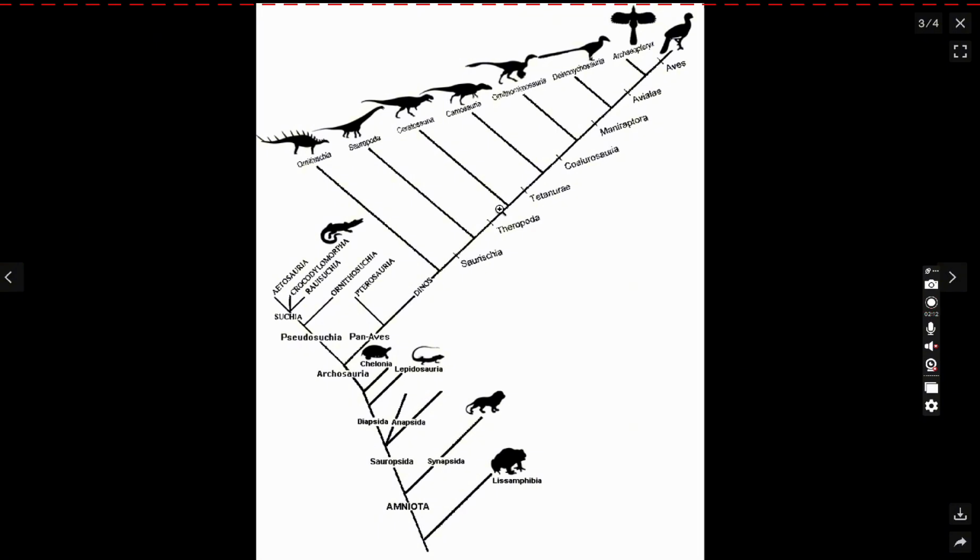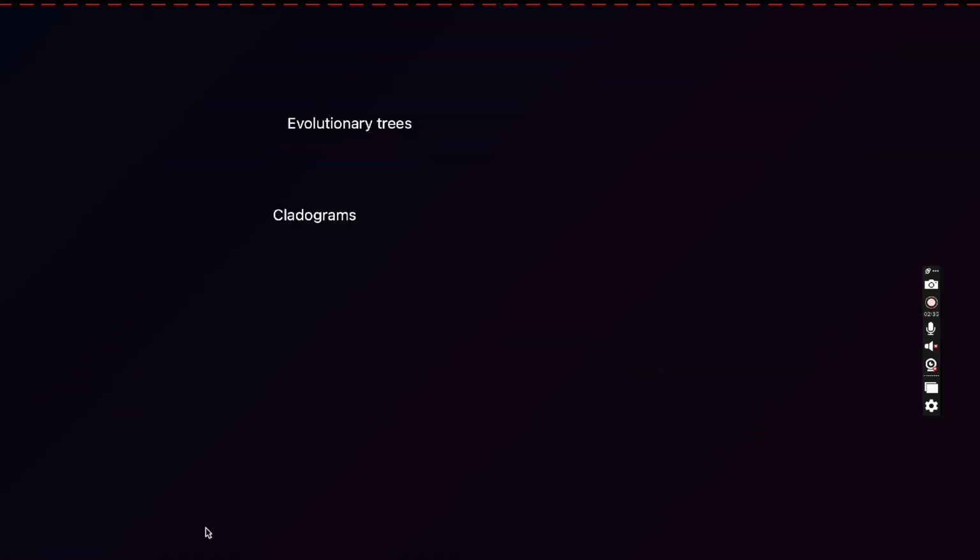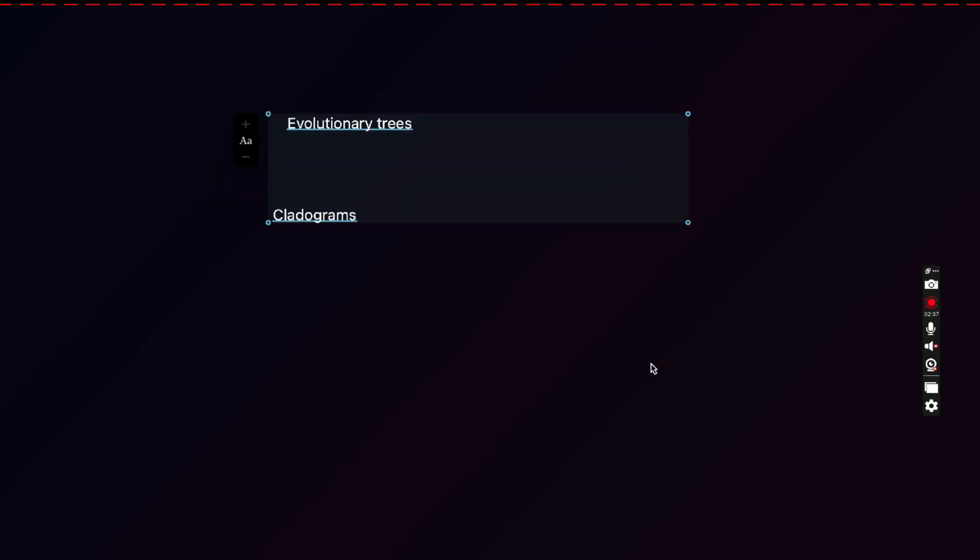Just to recap, when we're going right, that is a thing of time. Whenever there is a branch off, it means that a new species is created. And these marks are usually mutations, but I don't know what they've done in this picture. But usually they're mutations. Now, let's make a cladogram ourselves.